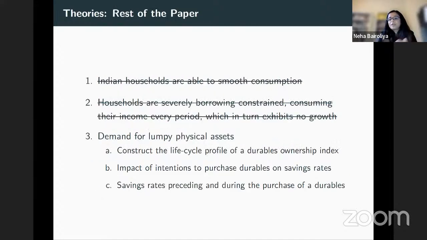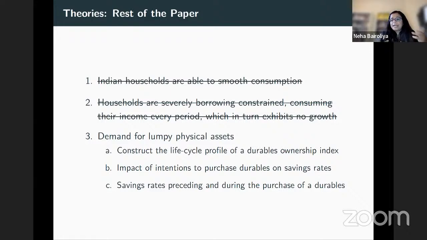Now, let's explore the third hypothesis a little bit more, the demand for lumpy physical assets. The reason we think about this is because there is a large literature looking at physical assets or consumer durables, which serve two purposes. One is a utility flow. You like having a car, you like having a house, but these durables can also act as collateralizable assets. And at times, you can use them as collateral. So we're going to explore that channel.